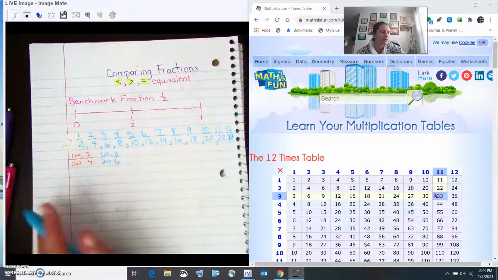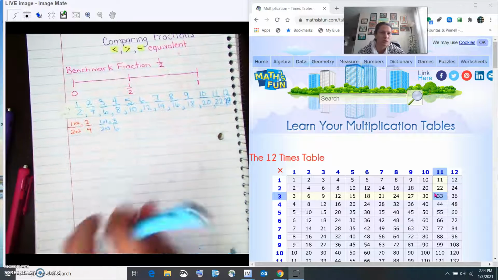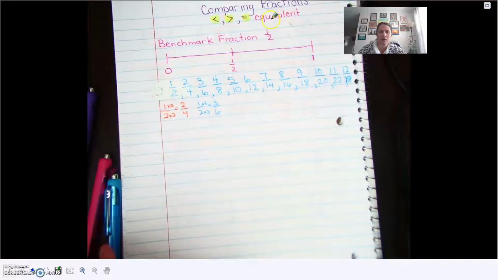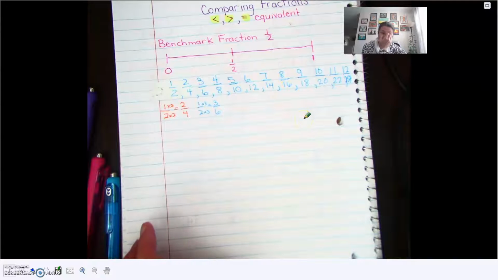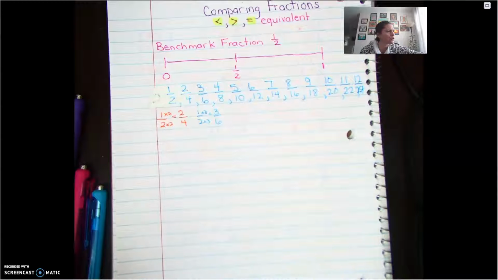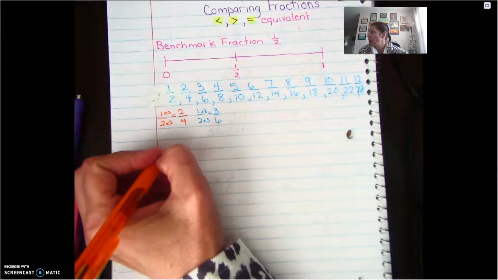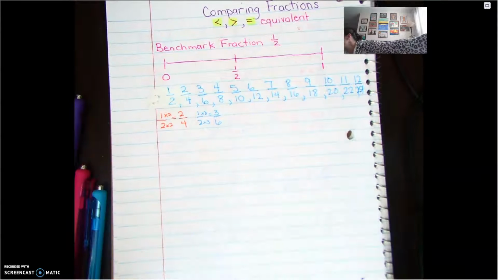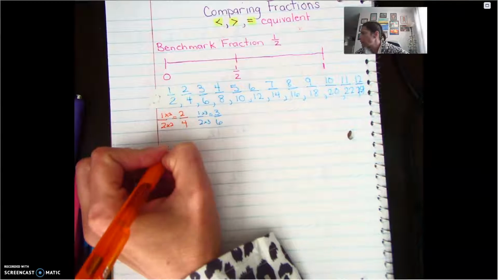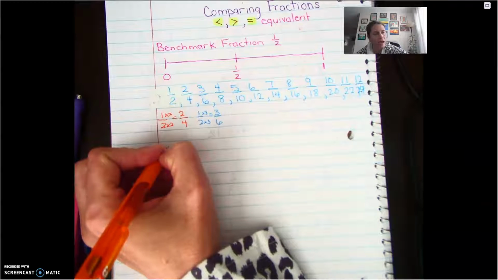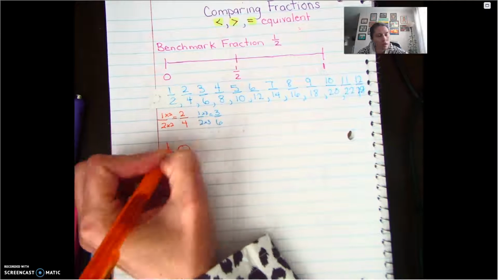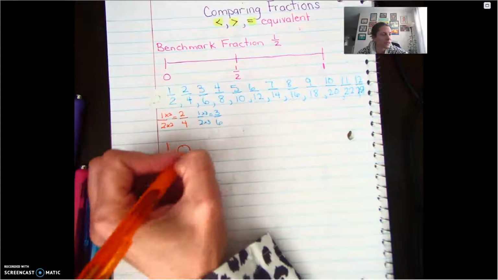All right, so we're going to try our first one using our benchmark. And I'm going to go ahead and make it bigger because now that we have our benchmarks, we don't really need our multiplication table. So the two fractions that we're going to compare are 1/2 and 4/6.